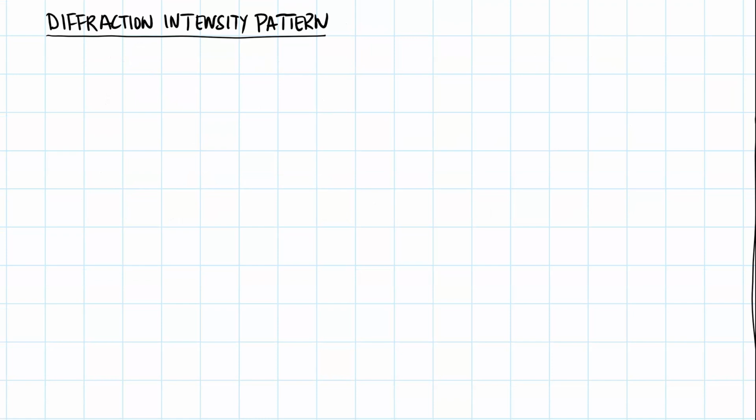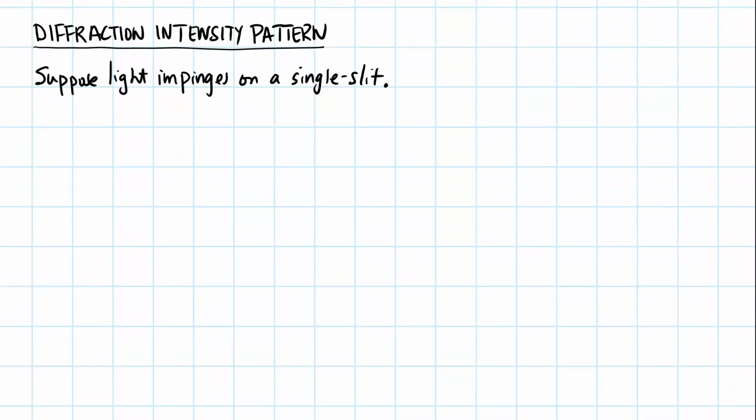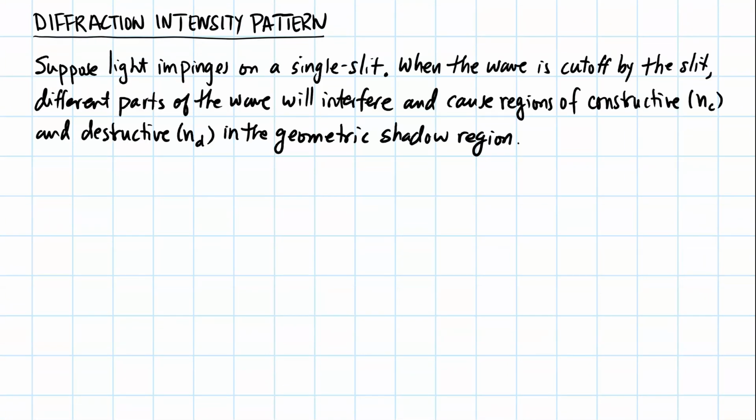Okay then, I'm going to start off with the diffraction intensity pattern. Suppose light impinges on a single slit. When the light wave is cut off by the slit, different parts of the wave will interfere and cause regions of constructive and destructive interference in the geometric shadow region.